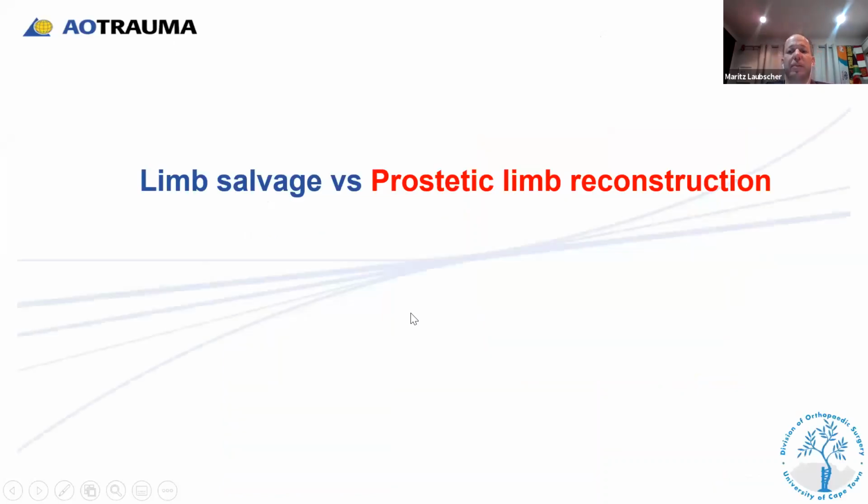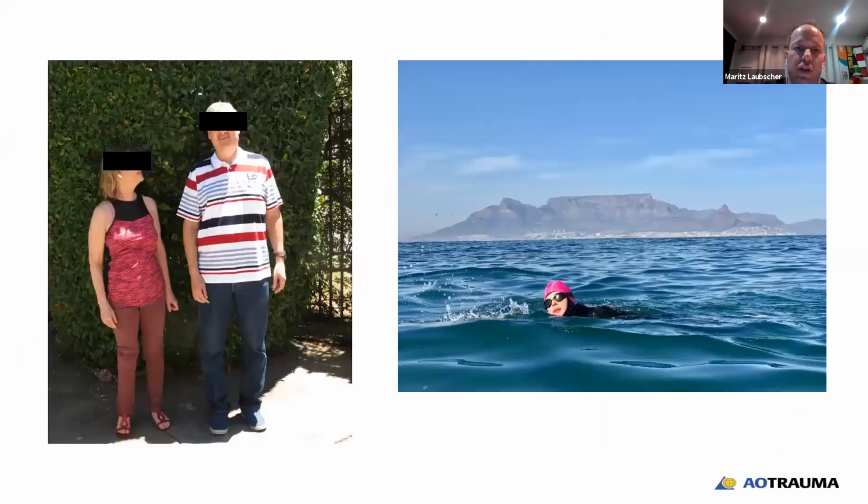And the first concept that I want to just stress is that amputation is not necessarily a failure, and I think one must rather consider amputation as the first step in prosthetic limb reconstruction. So it's not really limb salvage versus amputation, it's limb salvage and reconstruction versus prosthetic limb reconstruction.